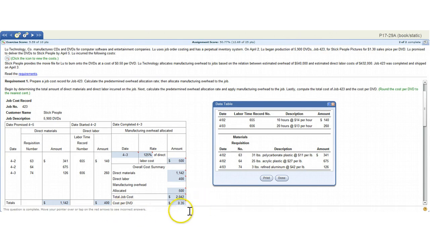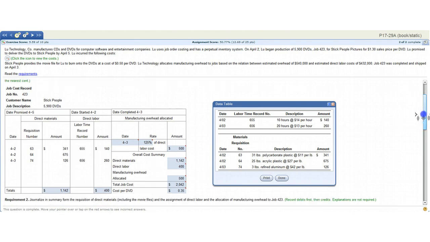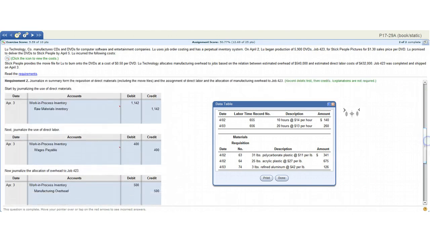It asks what's the cost per DVD. This job was right here, 5,900 DVDs. So we take the 2,042 divided by the 5,900, and that's where we round to like 35 cents. Okay, so that's completing the job record. We can close that.